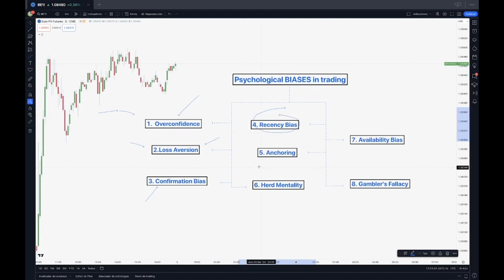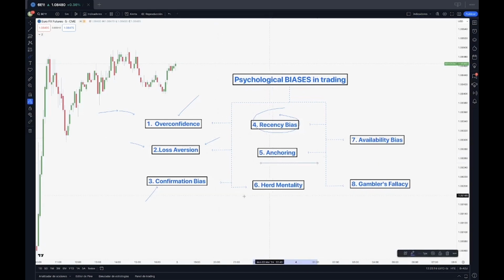Then we have anchoring. Traders may anchor their expectations or decisions to a specific price or outcome, even when new information suggests a different course of action. So always having an open mind on your strategy or the movement you are expecting is recommended, okay?